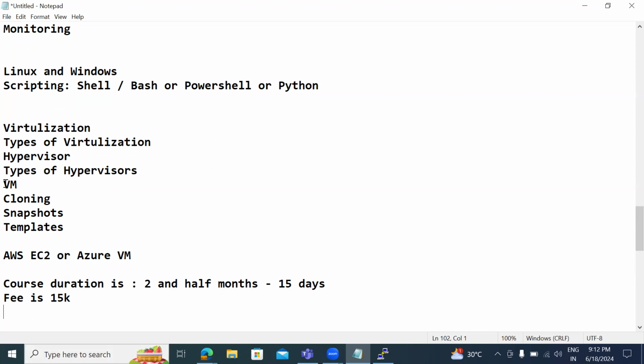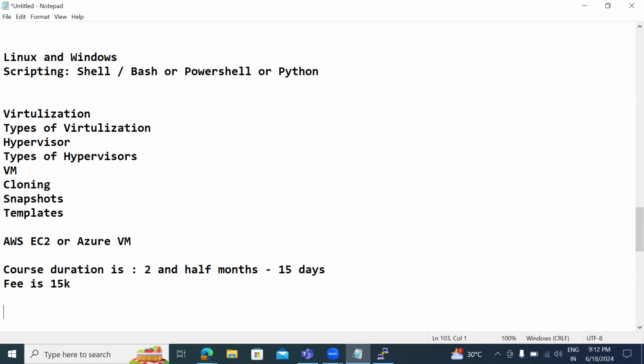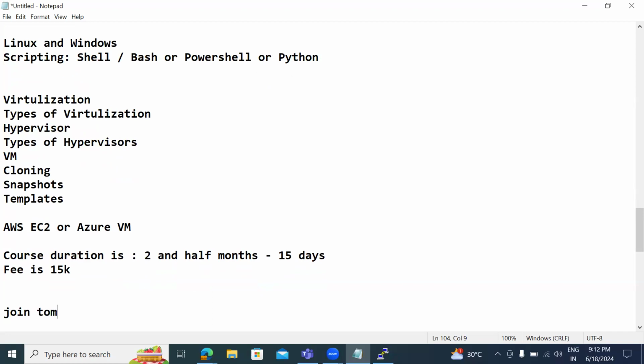So tomorrow we'll start with virtualization. We can skip all these, but if you have the knowledge, it would be more useful for us when we are going to do the migrations also. So join tomorrow at the same time, 8:30. From tomorrow we will take longer time also.